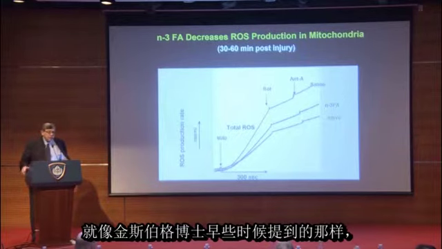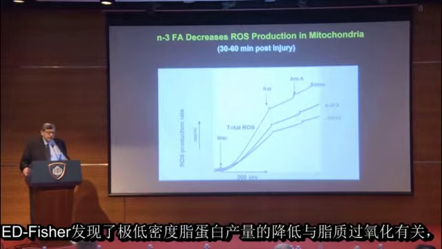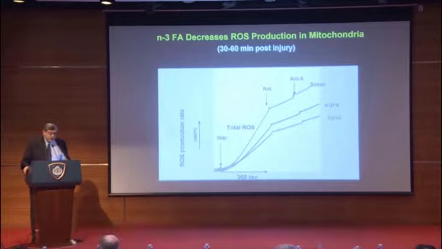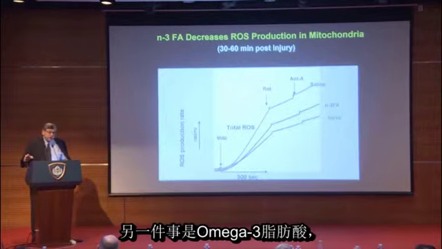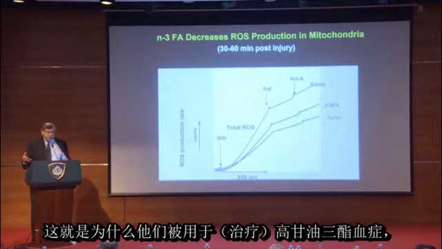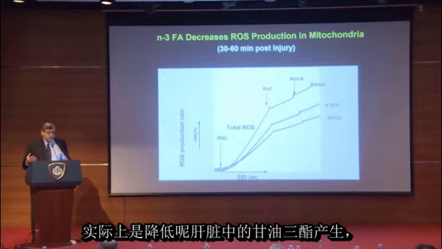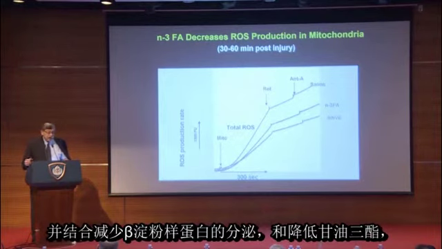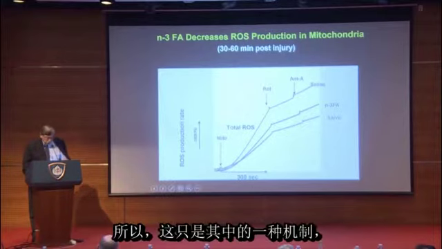Dr. Ginsburg mentioned earlier that Ed Fisher found that the decrease in VLDL production was associated with lipid peroxidation. We find the opposite in the brain. And two, the omega-3 fatty acids, that's why they're used in hypertriglyceridemia, actually decrease triglyceride production in the liver, and combined with decreased ApoB secretion, lower triglycerides. So this is just one of the mechanisms.